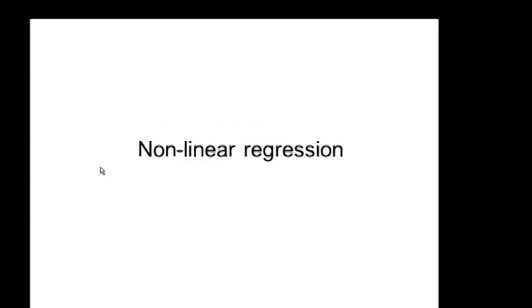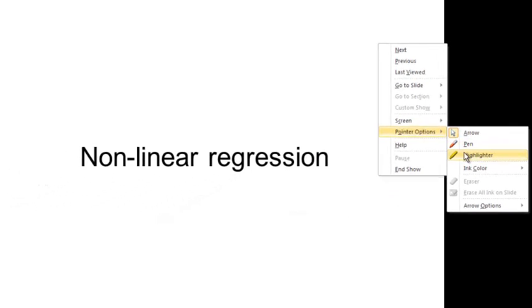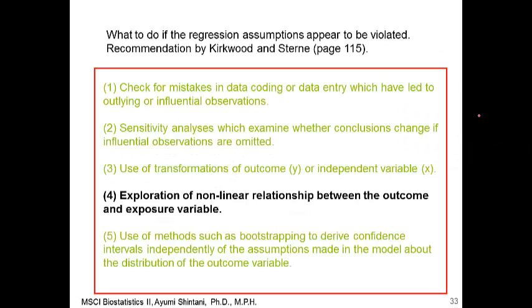In this chapter, we are going to learn about nonlinear regression. Let's look at the to-do list by Kirkwood and Sterne when the linear regression assumption appeared to be violated. One reason for this violation could be a wrong assumption of linearity in the association between outcome and exposure variable. Okay, and let's look at the next example.